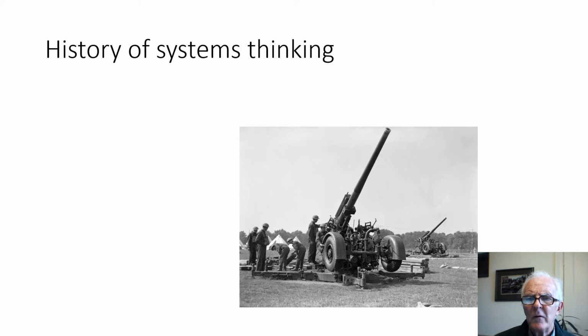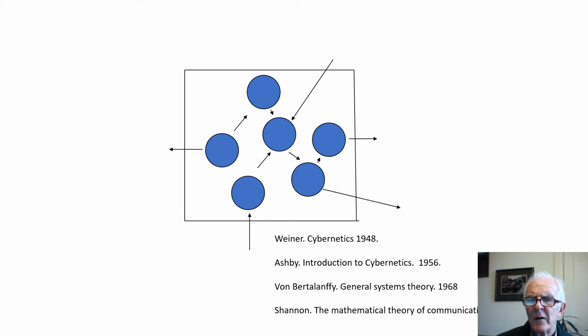But it was only towards the end of the Second World War that systems thinking was really established as a formal discipline. And this was very much driven by the need to integrate these various weapon systems, particularly with the new evolving radar and other electronic devices. And systems thinking really got going in the 40s and 50s. And here are some of the key texts.